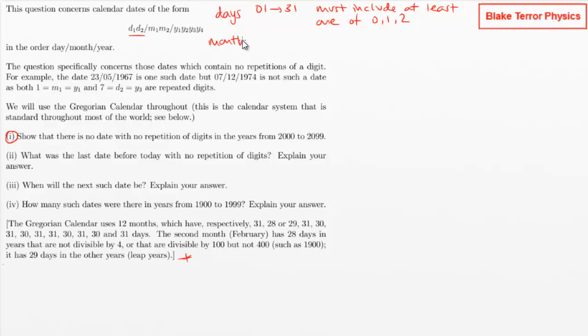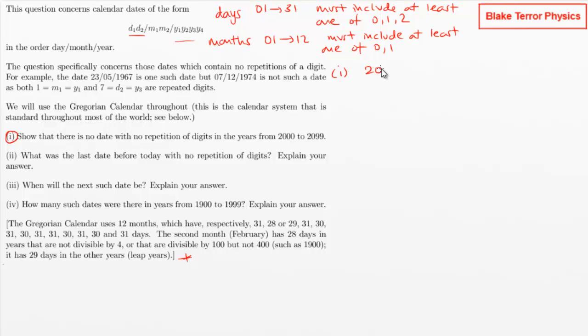Months we should get even more info on because there's fewer of them. That's going from 01 to 12. So the first 9 have all got a 0 in, and so has 10 obviously, and then 11 and 12 both have 1s in. So the month must include at least one of 0 or 1. Okay, this is good.